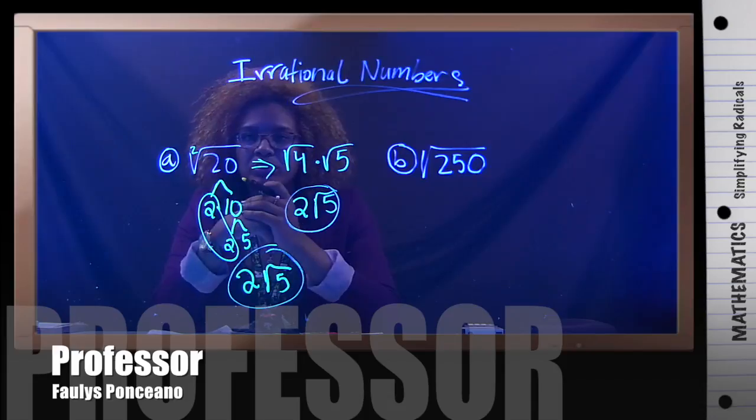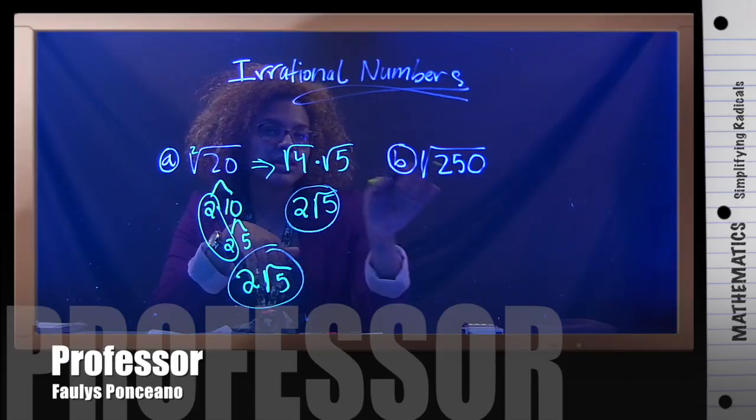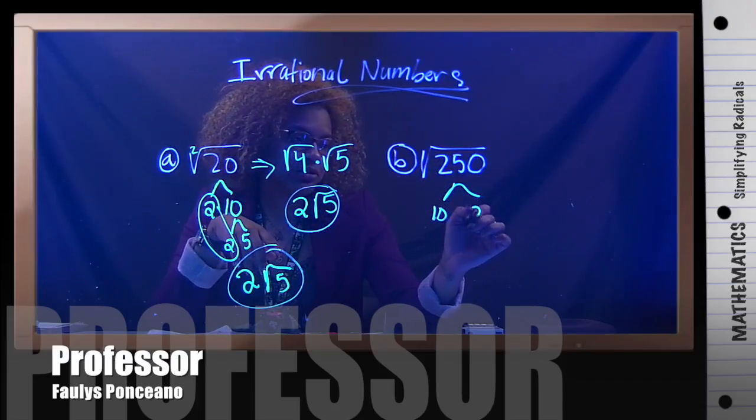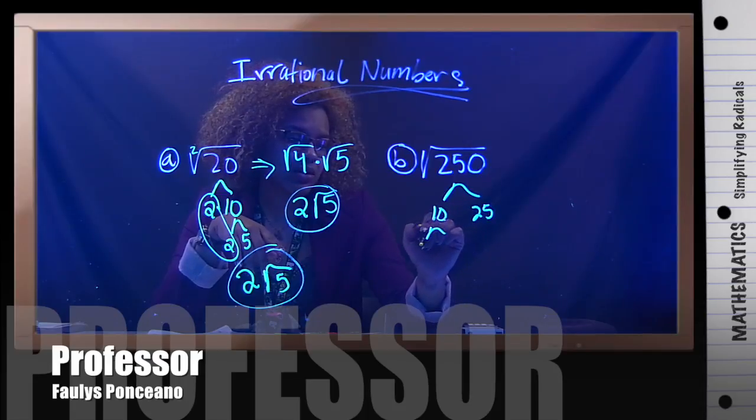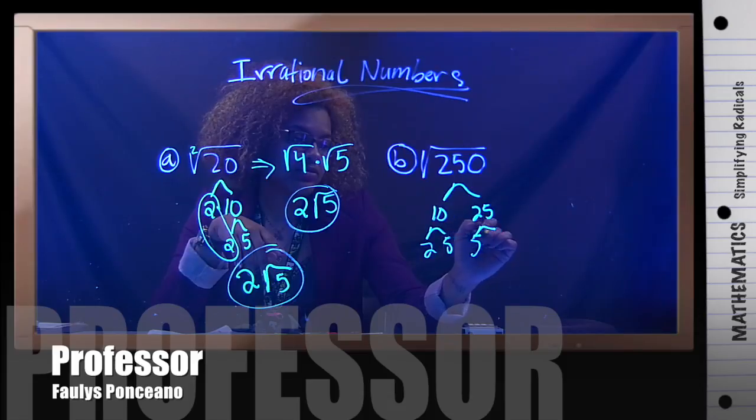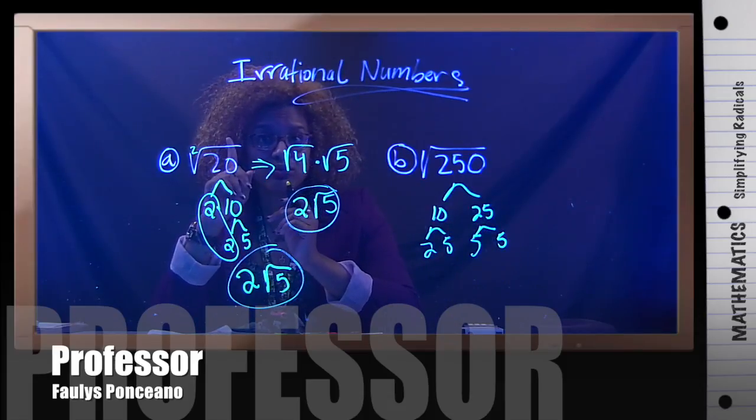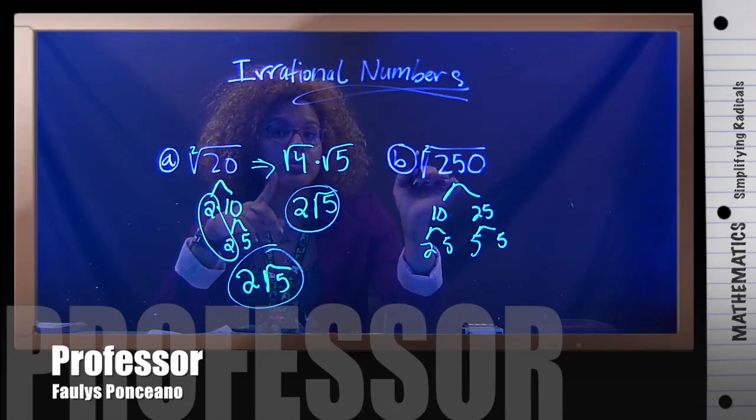I try to do the grouping method. Using the factorization tree, you group the ones that are the same, pull it out. Let's see, 250. So we can do 10 times 25, 2 times 5, 5 times 5, right? Let's make groups of 2 because we're looking for square root.